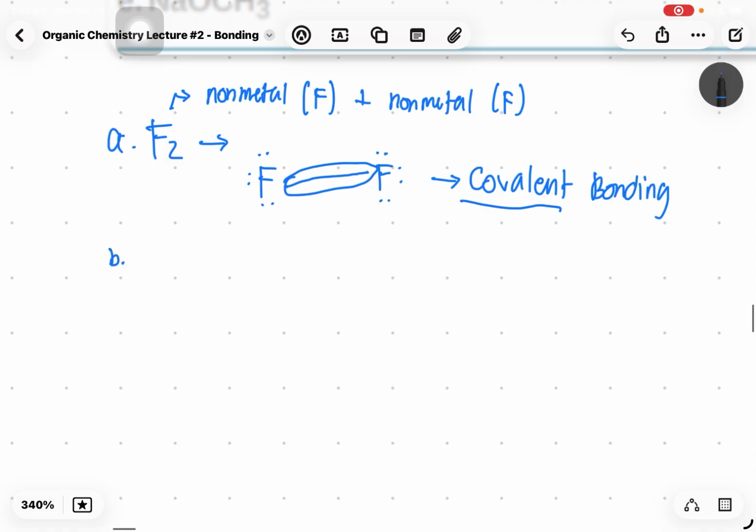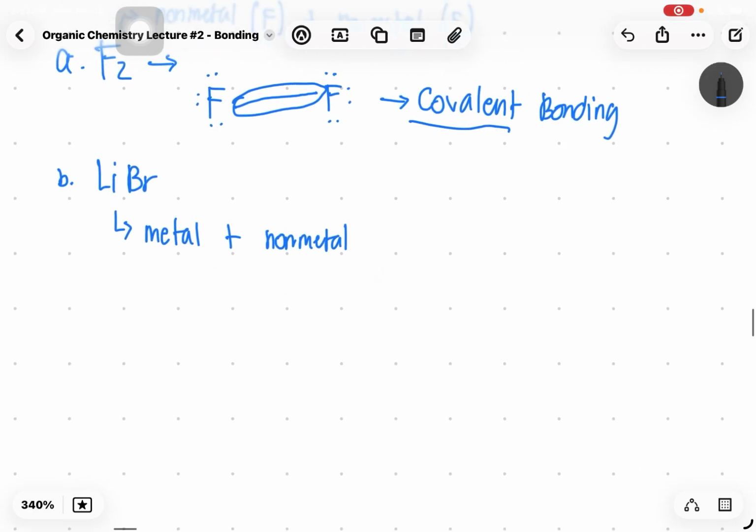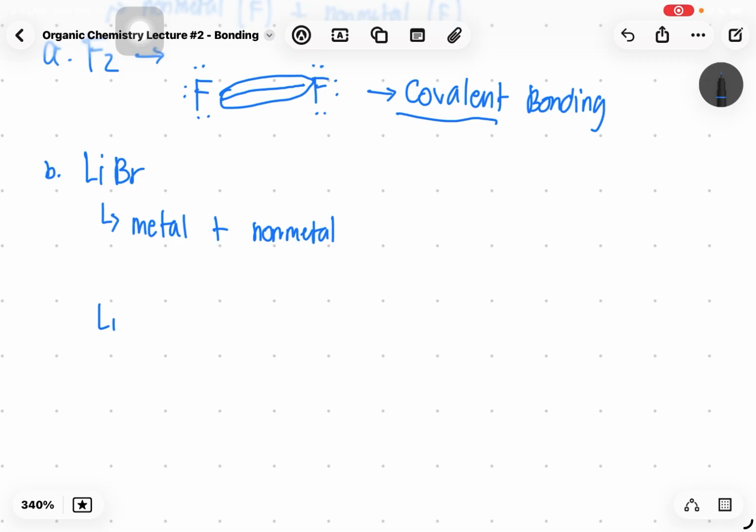And moving on to the next question, we have lithium and bromine bonded with each other. So this, off of the surface, is a metal plus a nonmetal. Lithium is found in group 1A, and bromine is a halogen. So lithium plus bromine, that would be a transferring of electrons, meaning that this is an ionic compound.